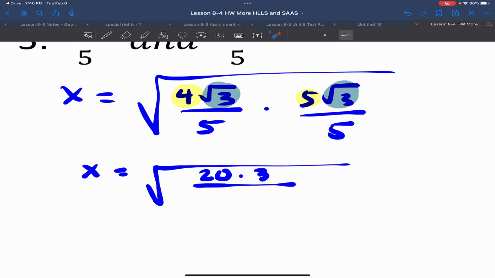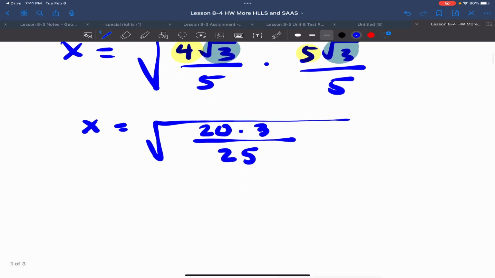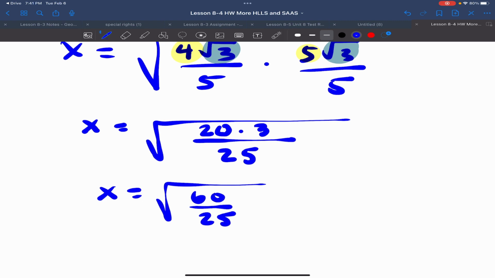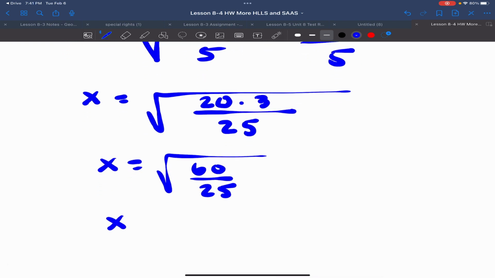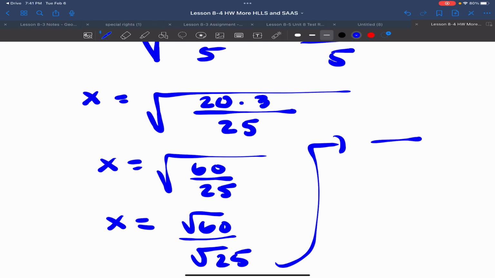And then I am going to multiply the denominator. So when I'm multiplying, I multiply across just like I did up top here. So I have 5 times 5, that's 25. So then I have x equals the square root of 20 times 3, that's 60, over 25. So then what I'm going to do is I'm going to rewrite this as x equals the square root of 60 over the square root of 25. And y'all, the square root of 25 is 5.